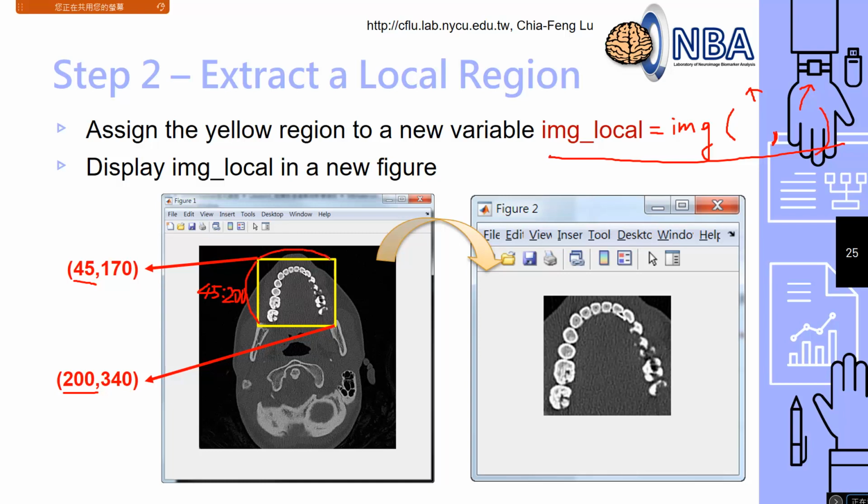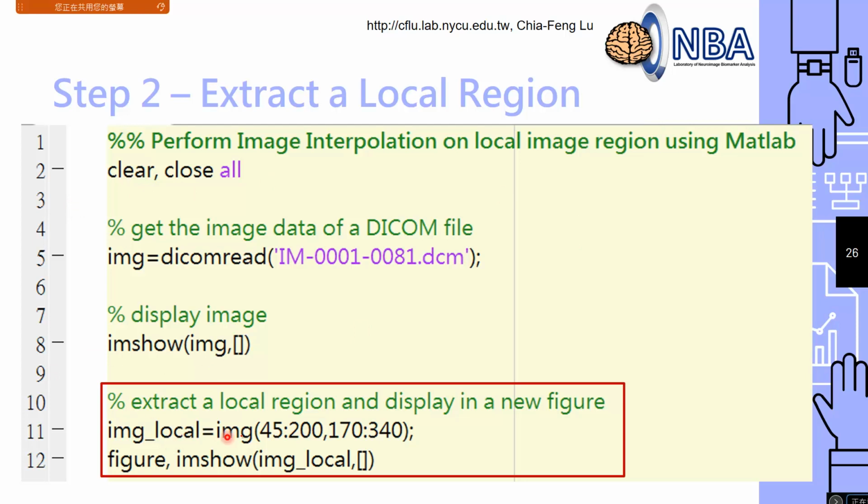So for the column range, it's pretty much like 170 to, again, the column is 340, right? So now what you should do is simply put this range into these parentheses right here. Okay, I think I made it pretty clear. So what you should do, you can see the code right now. It is pretty much like this one.